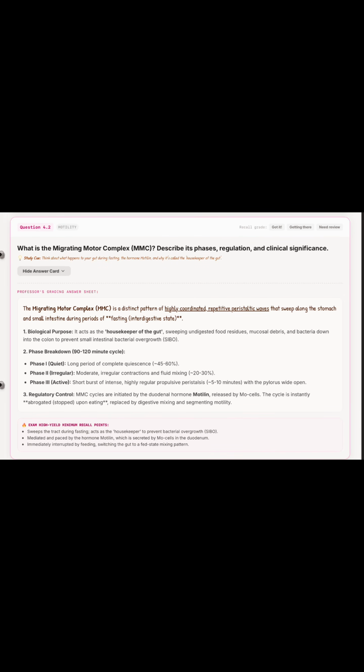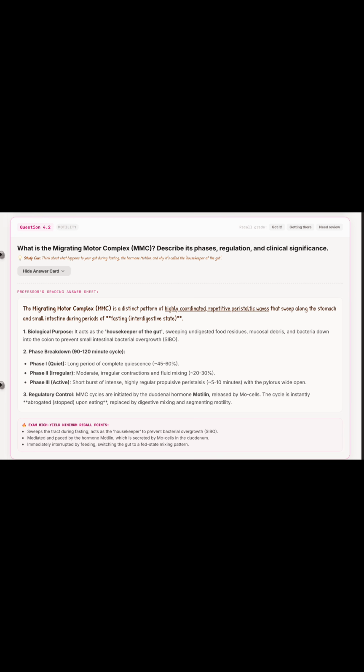So, what is MMC? Migrating Motor Complex. So, migrating motor complex is a distinct cyclic pattern of electrical and motor activity occurring in the GI tract, primarily stomach and small intestine, during the interdigestive state. That means when you are fasting or when you are between meals, this happens. It repeats roughly every 90 to 120 minutes until food is ingested.